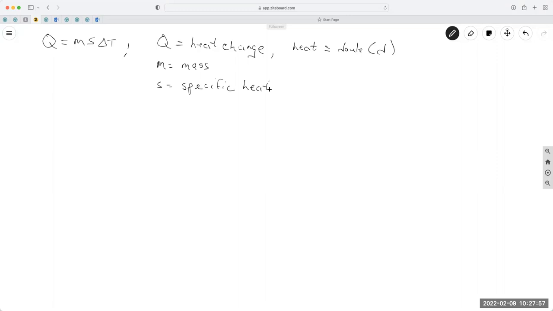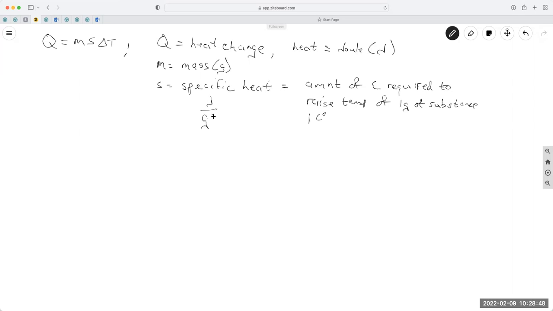Specific heat is defined as the amount of energy, E for energy, required to raise the temperature, by the way, mass would be in grams up here, of 1 gram of the substance, whatever that substance is, one Celsius degree. So it's the amount of energy required to heat up a gram of whatever the substance is to raise its temperature 1 degree. How much energy does it take? That's what the specific heat is. The unit for specific heat is joules per gram degree Celsius.